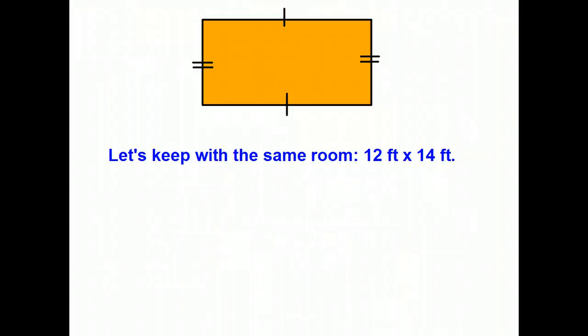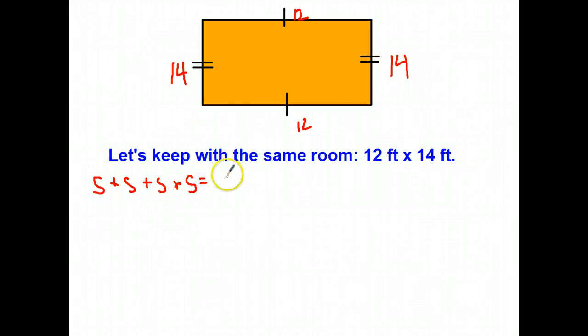Well, let's keep with the same room. Let's work with the numbers 12 and 14. That means if this is 12, this is 12, and if this is 14, this is 14. And this time I have the hash marks to prove it. There are a number of ways that we could do this. We could do side plus side plus side plus side, which would be 12 plus 14 plus 12 plus 14, and we've already established that that's going to give us 52.